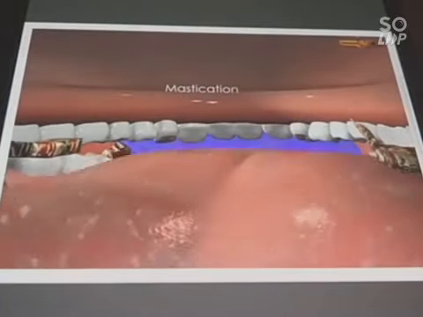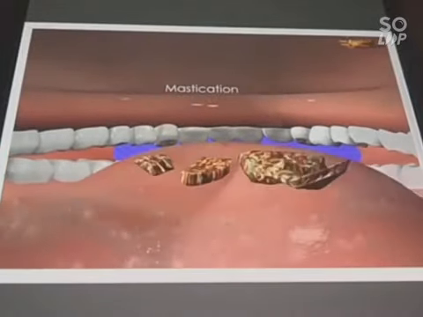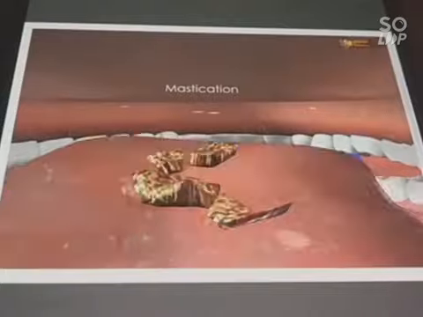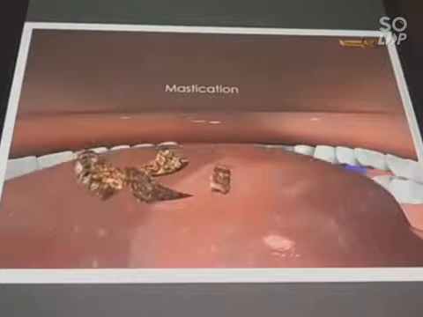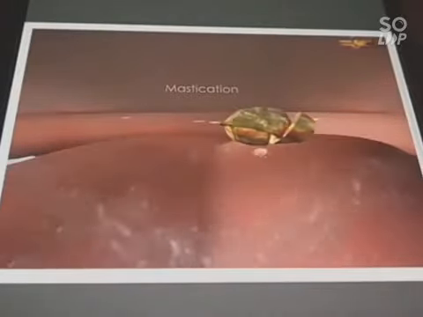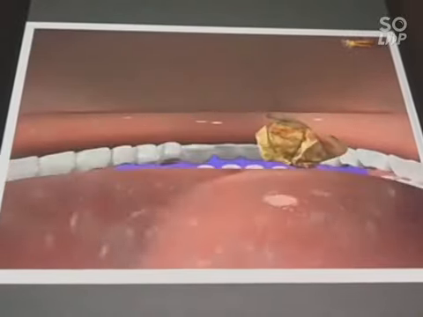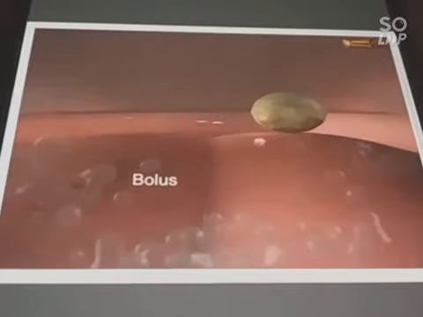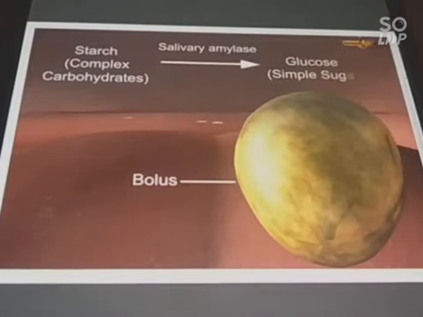Fluid called saliva is secreted by the salivary glands. Food is broken into smaller molecules and mixed thoroughly with saliva and moved around the mouth while chewing by the teeth and muscular tongue. Mucus in saliva lubricates and adheres the food particles into a bolus. The saliva contains an enzyme called salivary amylase that breaks down starch, which is a complex carbohydrate, to give sugar.